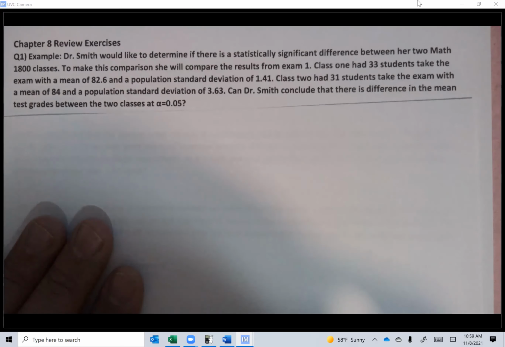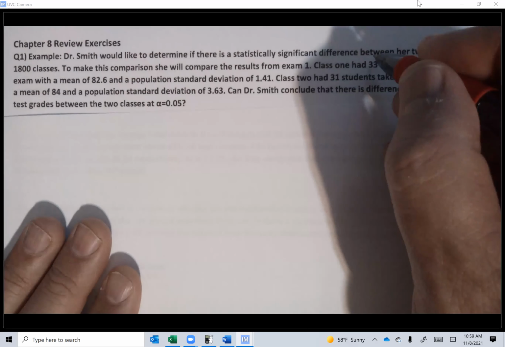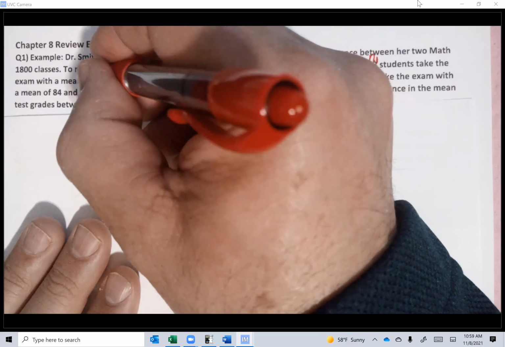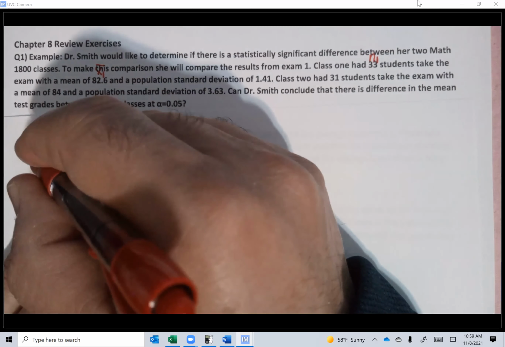Dr. Smith would like to determine if there is a statistically significant difference between her two math 1800 classes. To make this comparison, she will compare the results from exam 1. Class 1 had 33 students take the exam with the mean of 82.6. And you see it says a population standard deviation. So guys, N1 has a mean X1 bar. You know what, why don't I write that down? So just question 1 here.